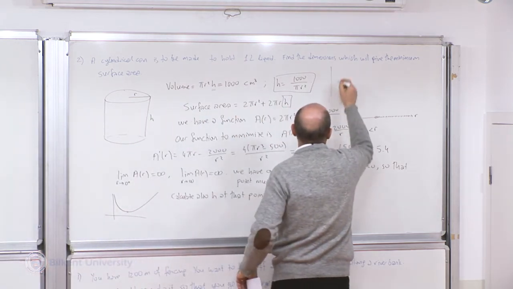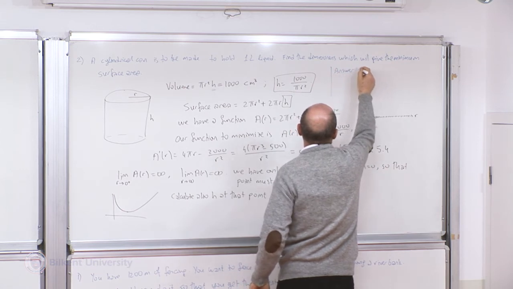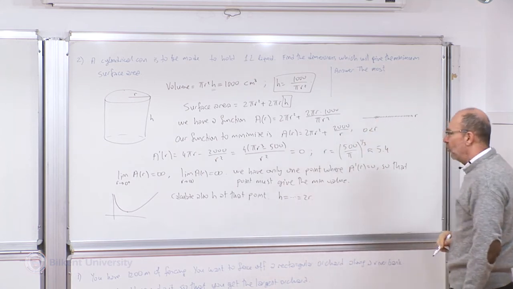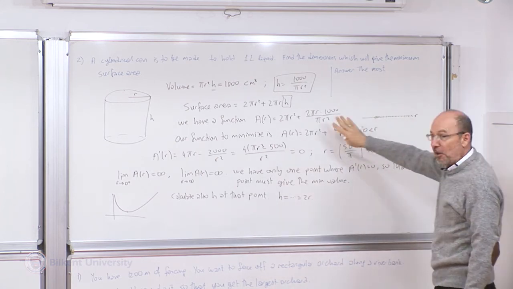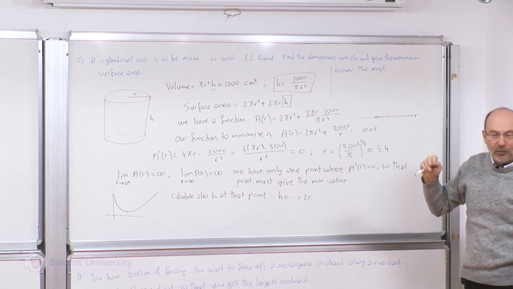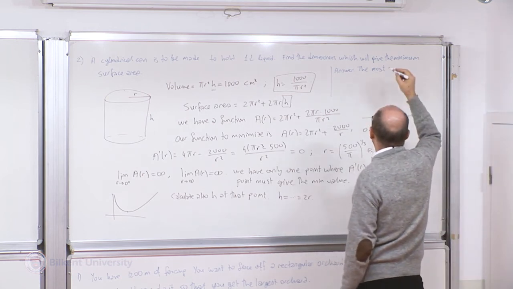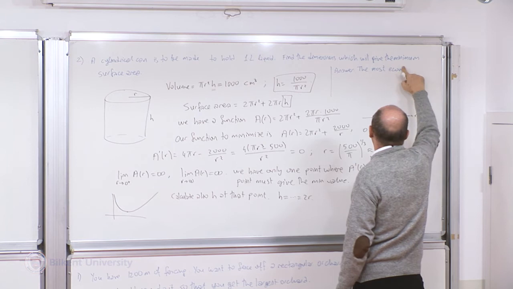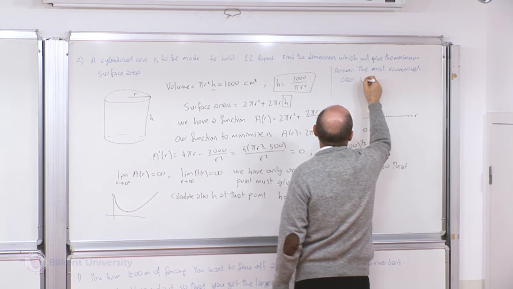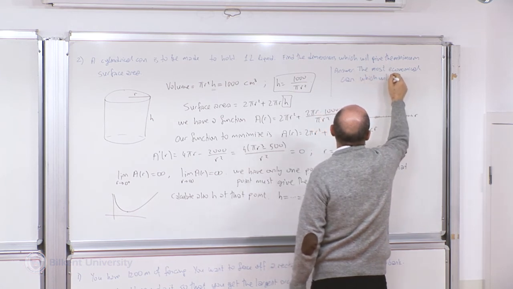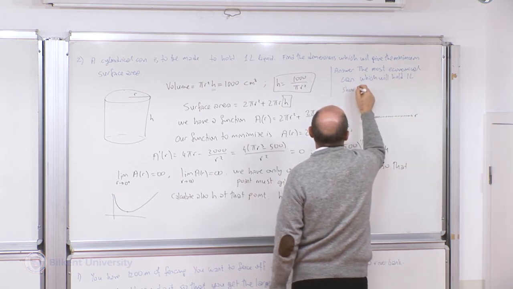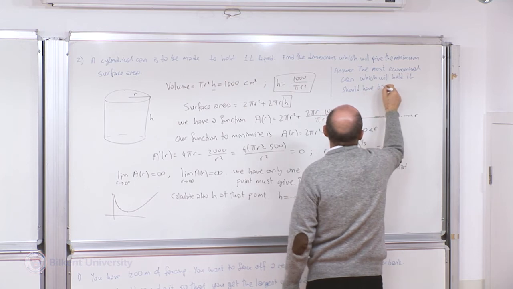So, answer. Well, these are my words now. You can word it in any way you like. You can explain it in detail. You don't explain the solution, okay? You just explain the shape of the best can. Okay, so my answer is something like this. The most economical can, which will hold 1 liter, should have base radius.